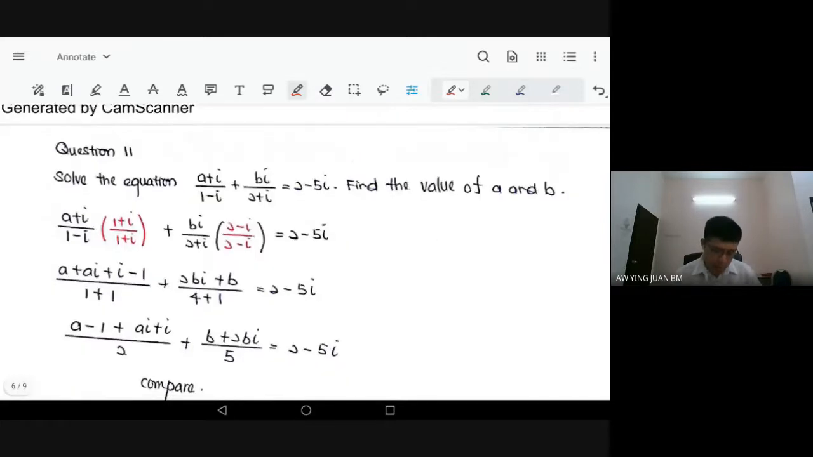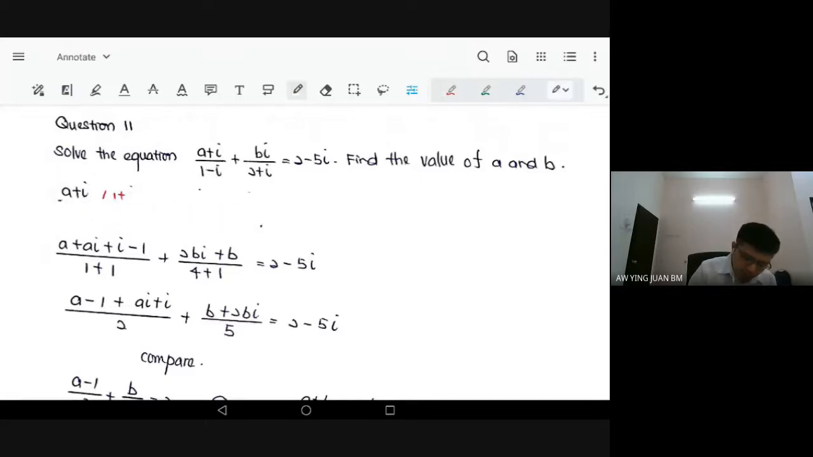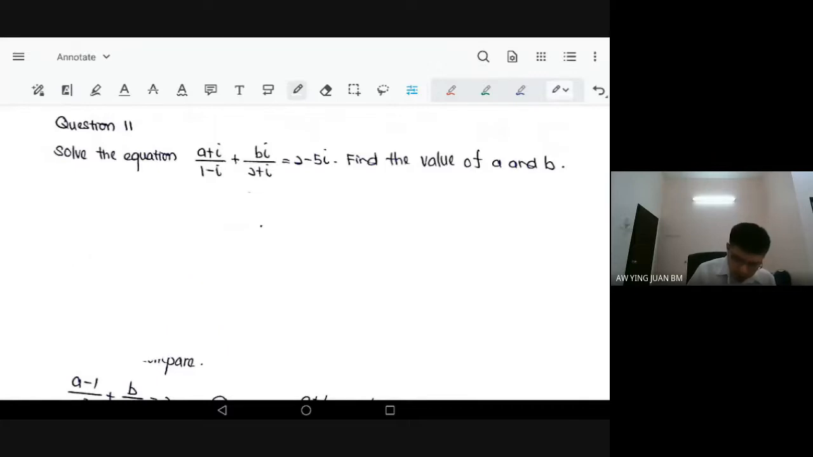Yang saya nak bincang adalah question 11. Last one. Question 11. Okay, before we call it a day. Makan masa you sekejap 10 minit. So, solve the equation. Dia macam tadi. Find the value A and B. Ada pelajar tanya saya, Sir, saya nak equal the denominator dulu ke macam mana? Biar saya tunjuk. Kalau you nak equal the denominator, it's okay, up to you.